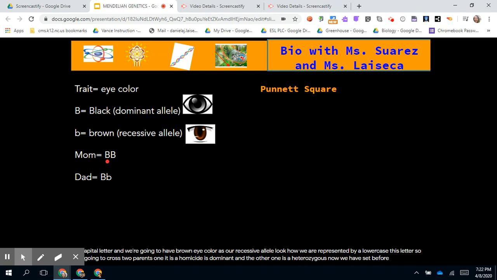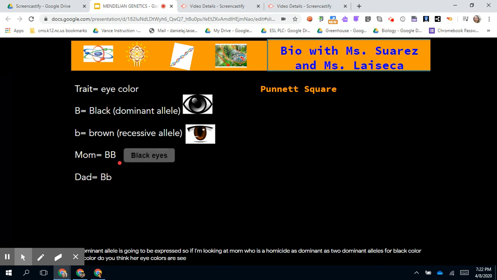Now, we have said before that the dominant allele is always going to be expressed. So if I'm looking at mom, who is a homozygous dominant, has two dominant alleles for black color, what color do you think her eyes are? See? And you're right. She has black eyes. And what about dad? Again, heterozygous. He has one dominant and one recessive allele. You're right again. He also has black eyes.